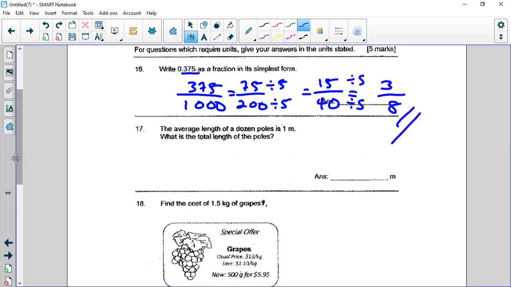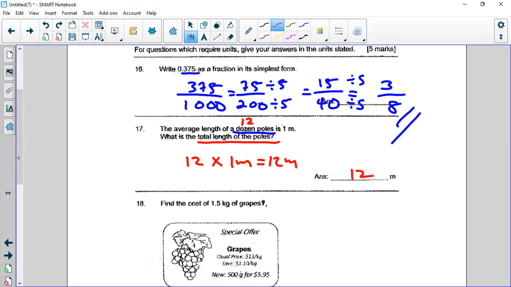Question number 17, the average length of a dozen. Dozen means what? Dozen means 12. 12 poles, the average length is 1 meter. So what's the total length of the poles? You take all the poles and you multiply by the average length, which is only 1 meter. That will give you the total length. That will be 12 meters. So the total length is 12 meters.